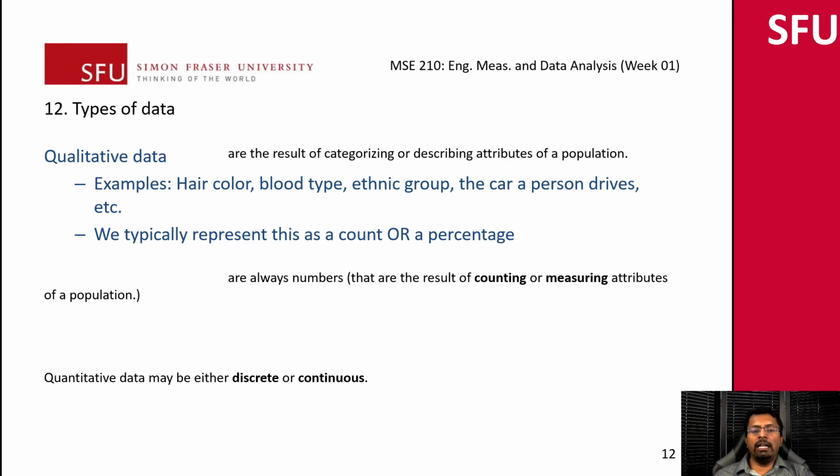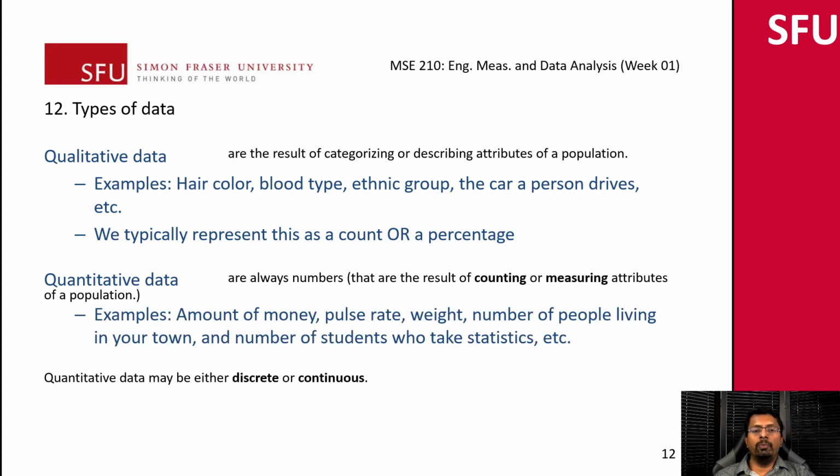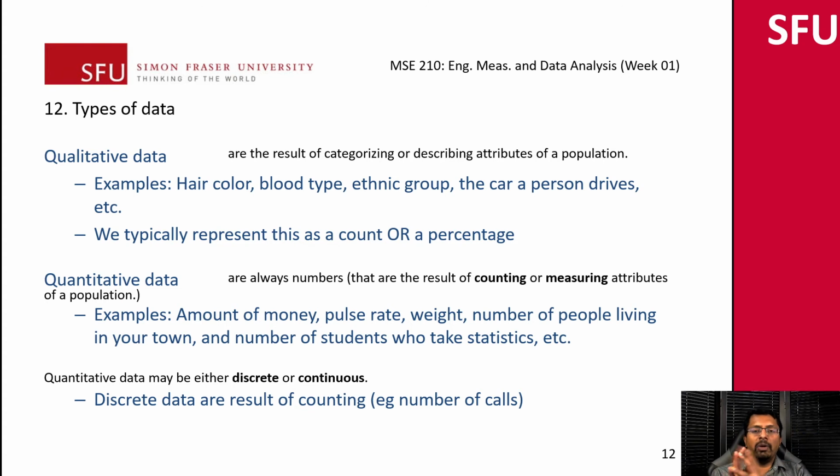The next type of data that we'll deal with is quantitative data. These are numbers, results from counting or measuring attributes for a population. An example would be the amount of money people have, pulse rate, weight, number of people in your town, number of students who undertake the statistics course, and so on and so forth. Quantitative data could either be discrete, where they are separated into chunks, or continuous. Discrete data are results of counting, such as the number of calls that come in, number of televisions a person owns, and so on.